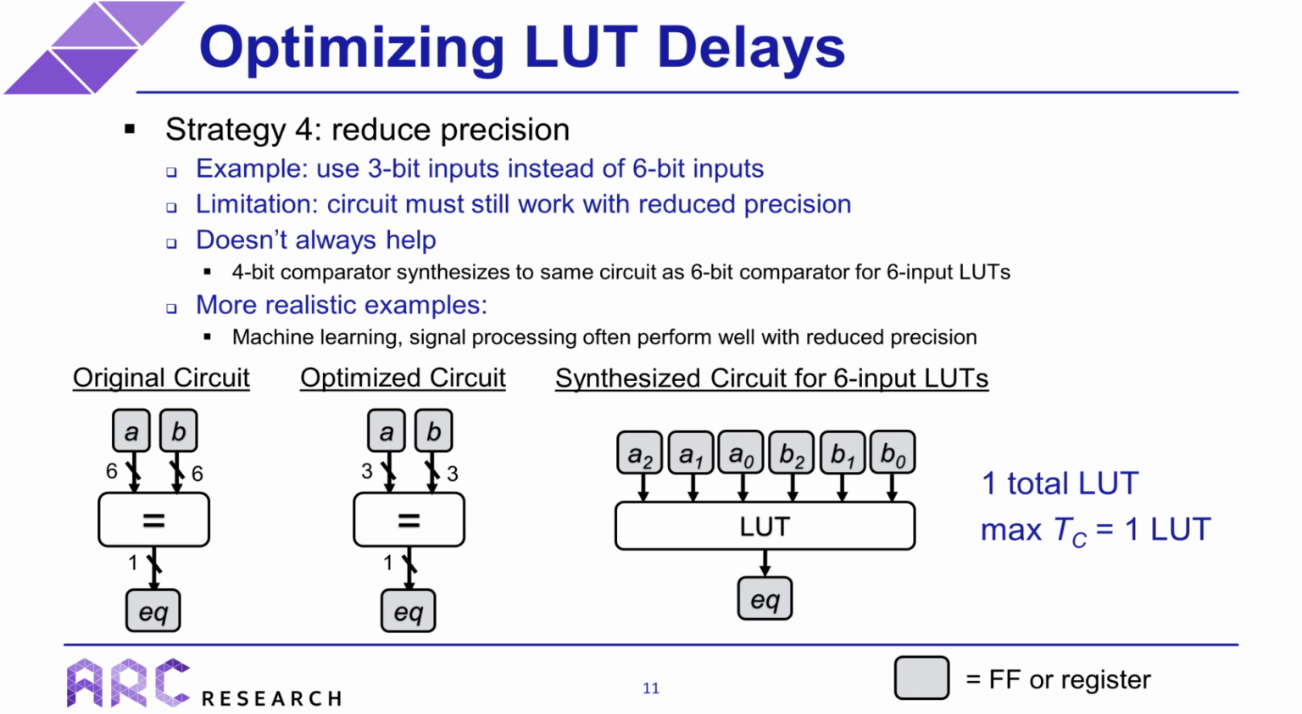So machine learning and signal processing are widely known to perform well with reduced precision compared to other applications. For example, for some neural networks, 32-bit floating point is overkill, in which case the designer could potentially use 16-bit fixed point, or in many cases, even something smaller like 10-bit fixed point. Basically, the idea is to identify an application-specific reduced precision, which then enables a ton of logic optimization that will also reduce lookup table delays.